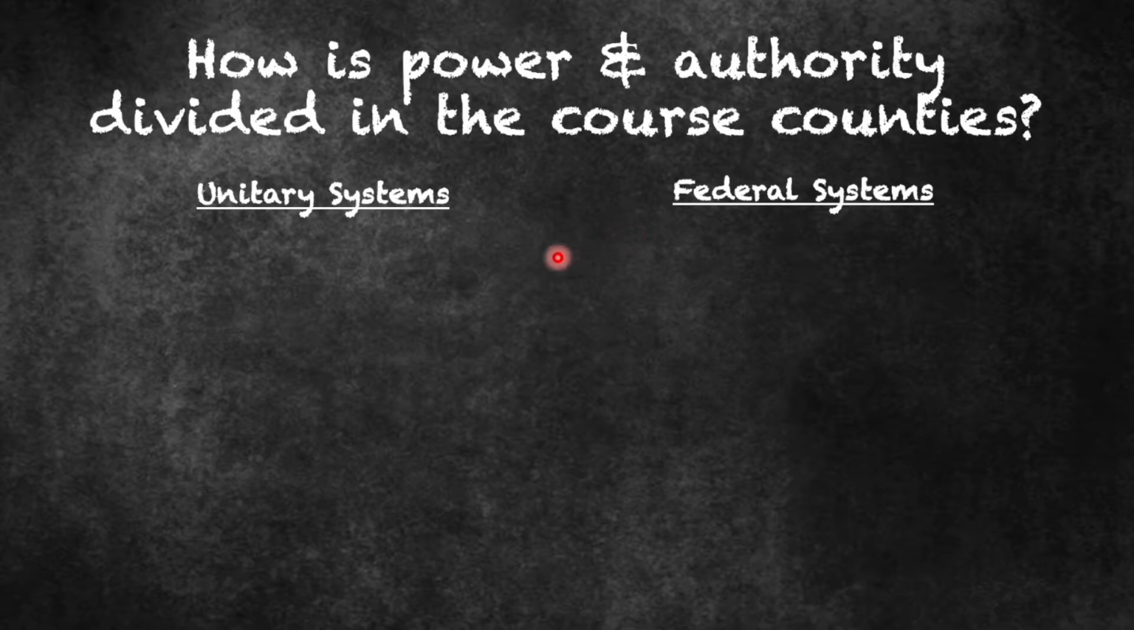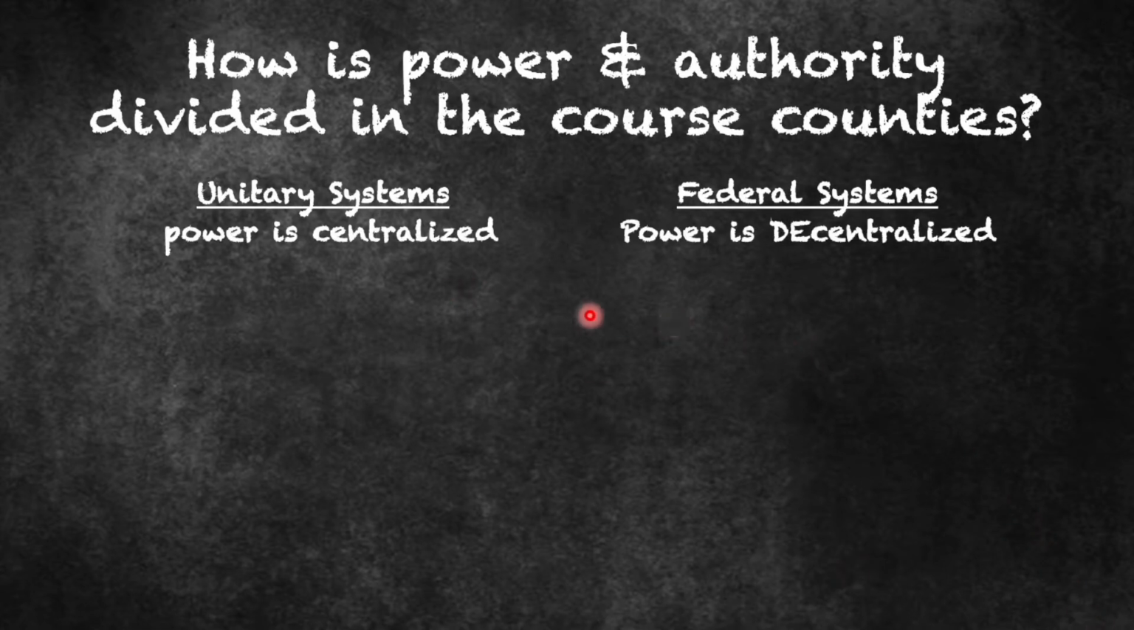The way in which the power is divided into either a unitary or federal system can also change over time. It is not set in stone because there are changing internal and external forces. So it could be that a system becomes more federal over time or more unitary in response to changes in the country and outside of the country. What do these two terms mean?